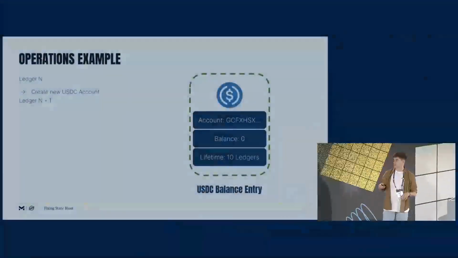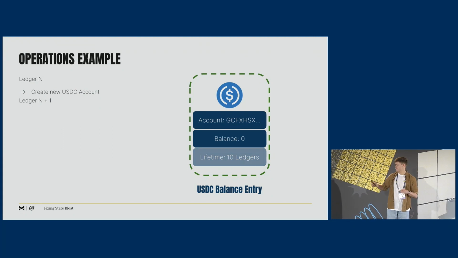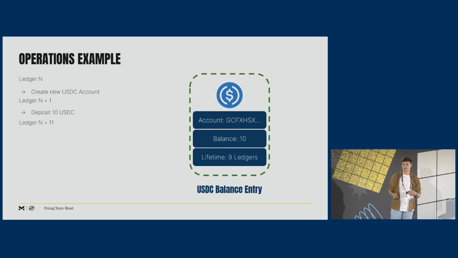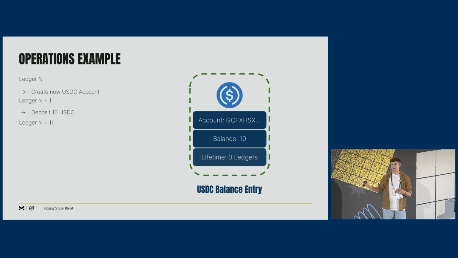In actuality, this is much longer than 10 ledgers, but just for the purposes of this demonstration, let's suppose it's 10. So 1 ledger passes, and as we see, our lifetime is decremented by 1 to now be 9 ledgers. And let's say that on this ledger, we submit another transaction to deposit 10 USDC into our account. That transaction goes through, and we see our balance is updated. Now a few more ledgers pass, and we see that our lifetime goes to 0.